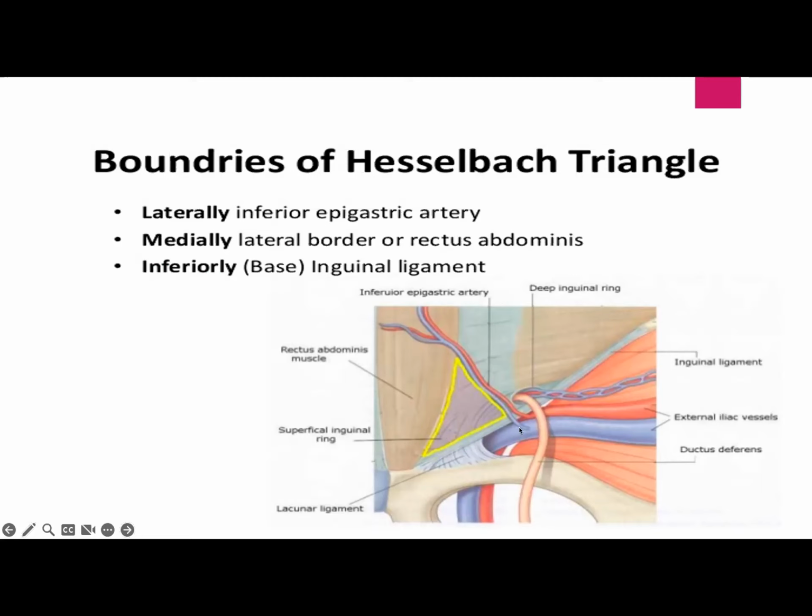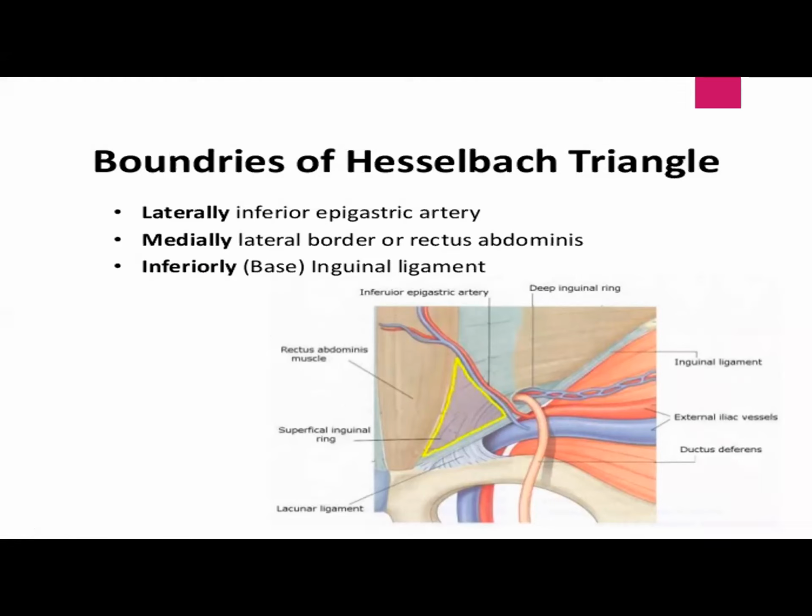Okay, so you can see the borders of the Hasselbalch triangle. The medial most is the rectus abdominis, and lateral to that we have the inferior epigastric vessels, and the inferior part of the triangle would be the inguinal ligament. Okay.